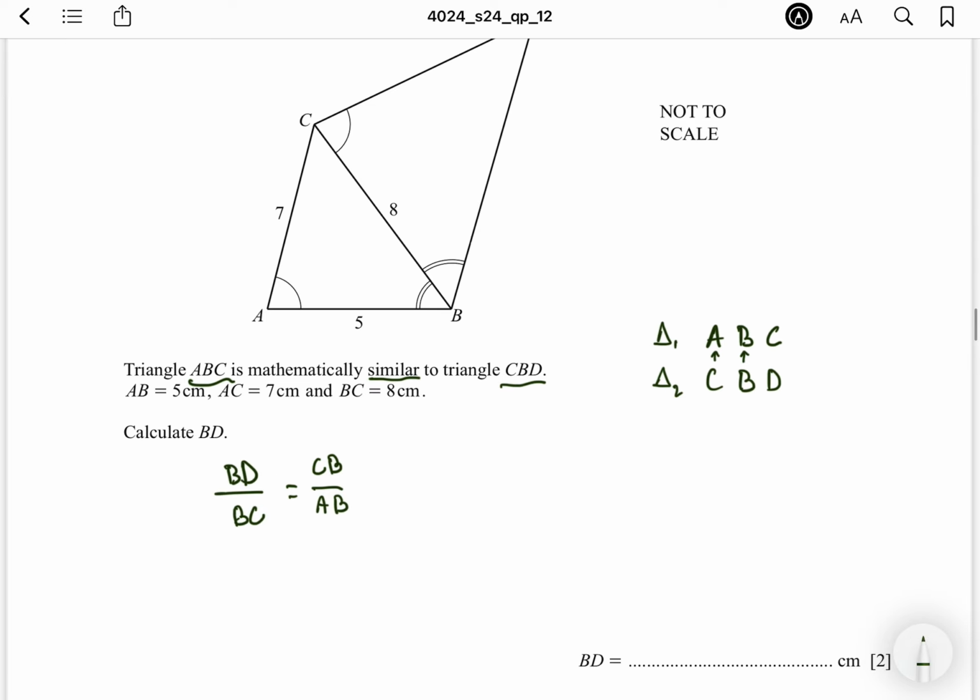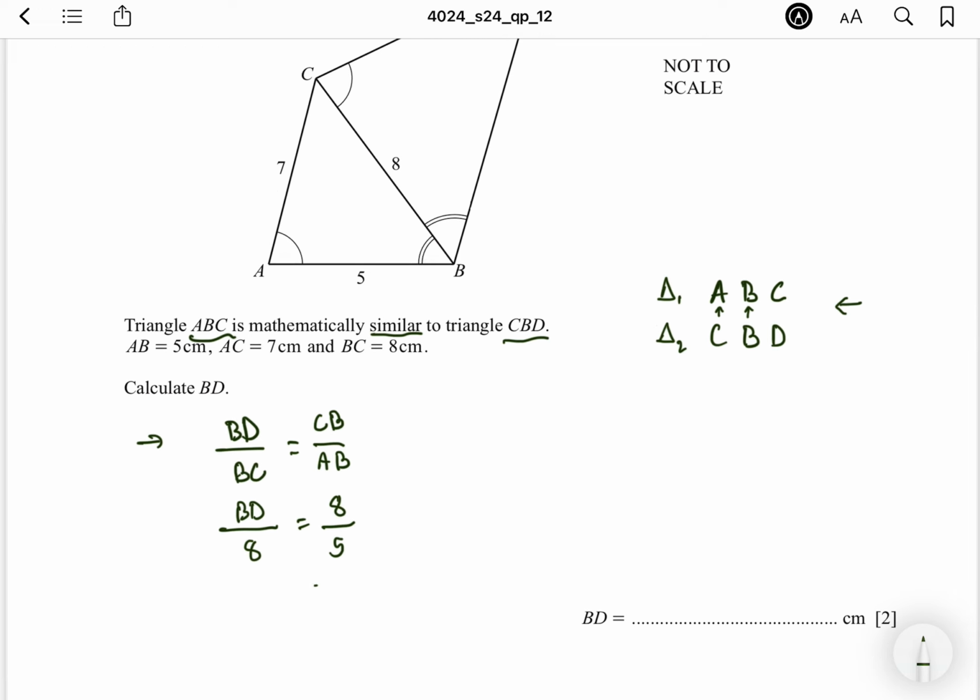And from there, then you can put in the values. BD is what we are looking for, BC is 8, CB is 8, AB is 5. You don't have to worry about which one is corresponding because you already did that in the first step. That is why it's so crucial for you to identify the corresponding vertex by writing it on top of each other. Okay, multiply by 8 on both sides.